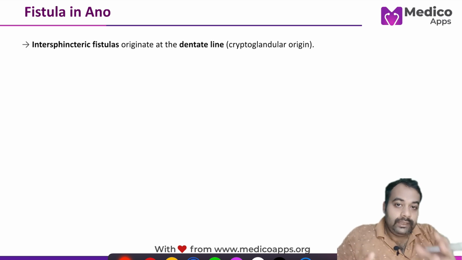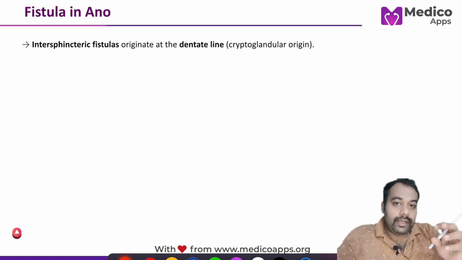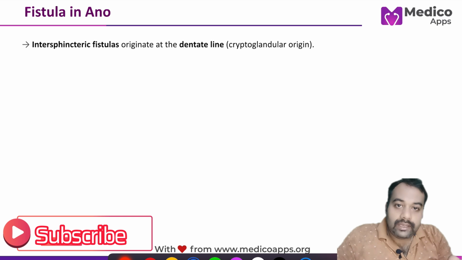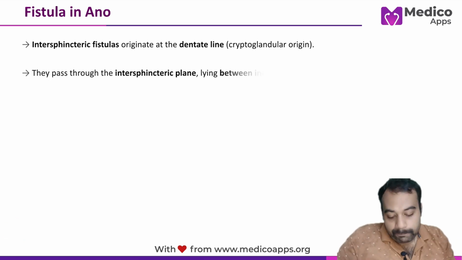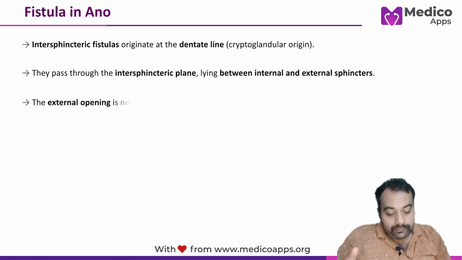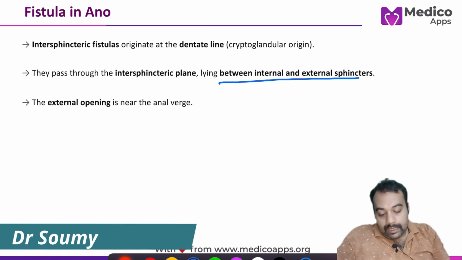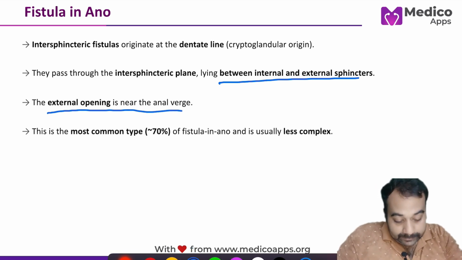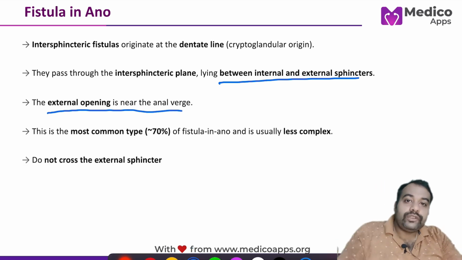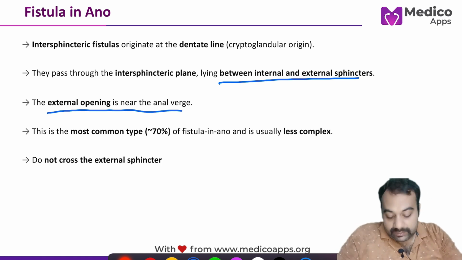So that's why, in the intersphincteric fistula, the external skin opening of the tract is located very close to the anal verge. The tract lies between the internal and external sphincter, and the external opening is located near the anal verge. They are the less complex kind of fistula that we often see.